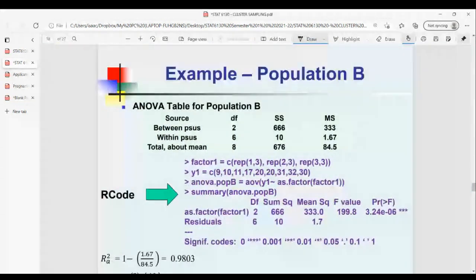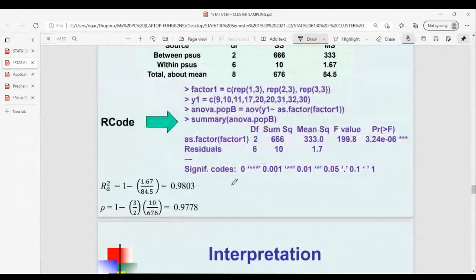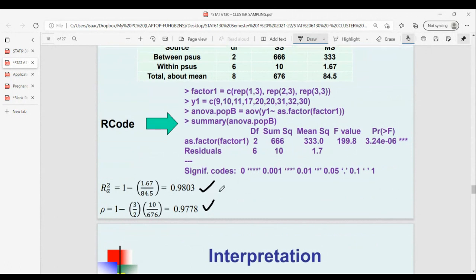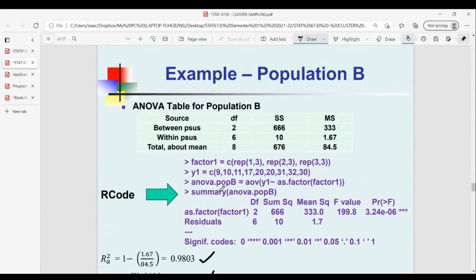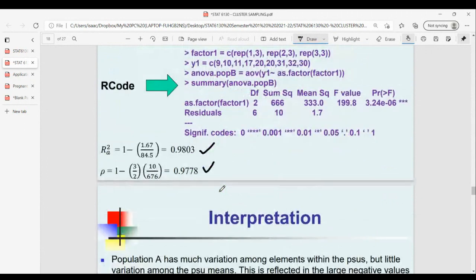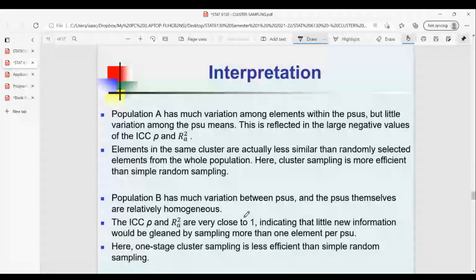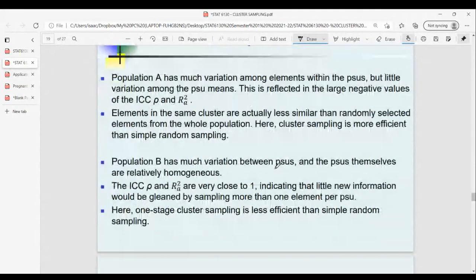I repeated the code for population B, and I got two large positive values. So population B was large and positive, right? And population A was negative, right? So what is the interpretation? The interpretation is this, that population A has much variation among the elements within the PSUs, but little variation among the PSU means. This is reflected in the large negative values of the ICC.